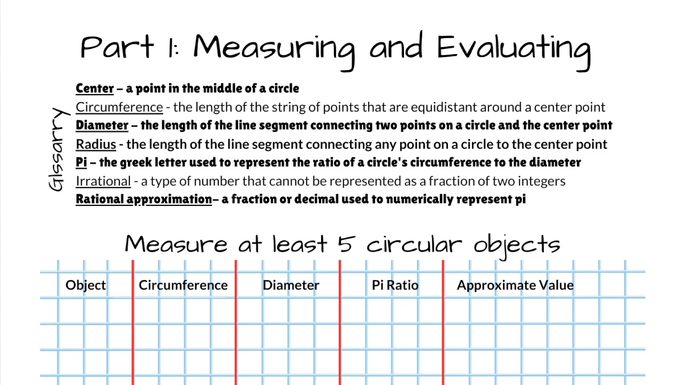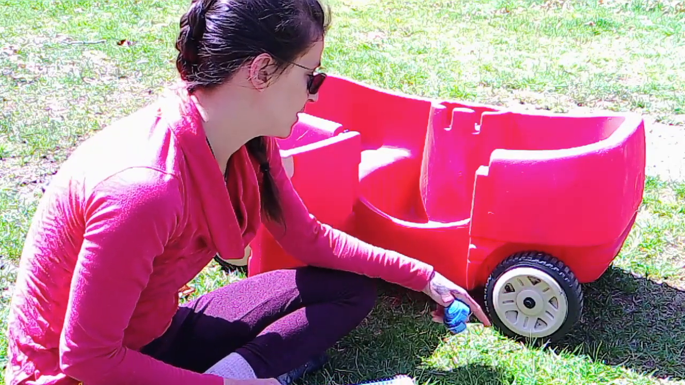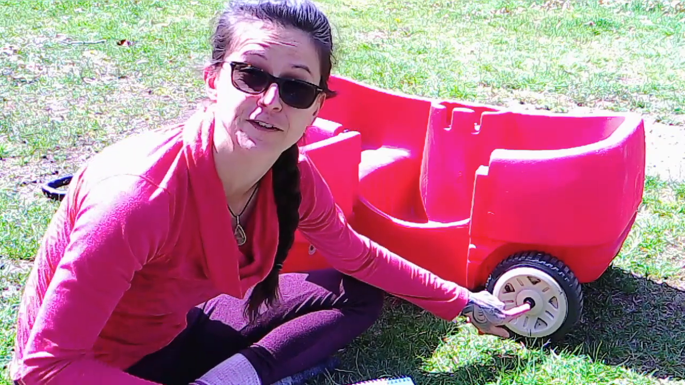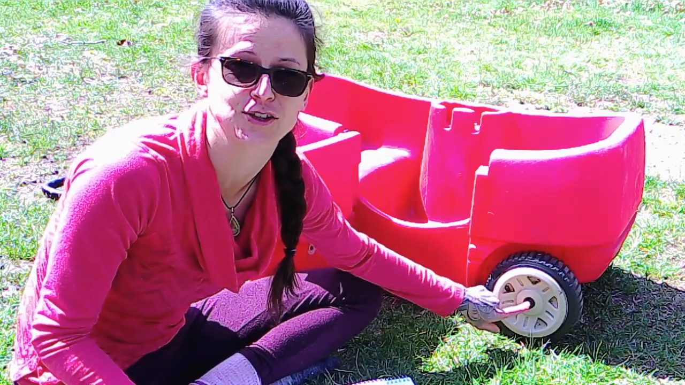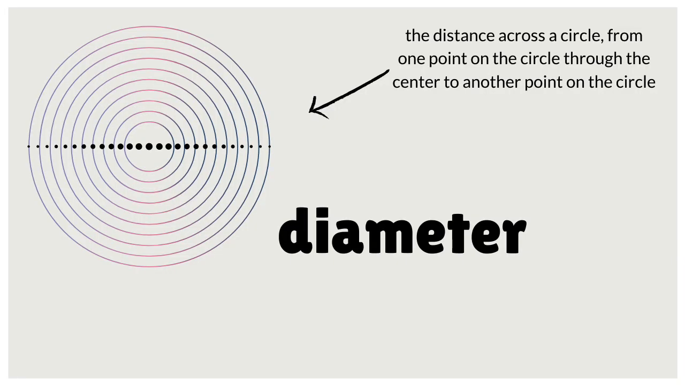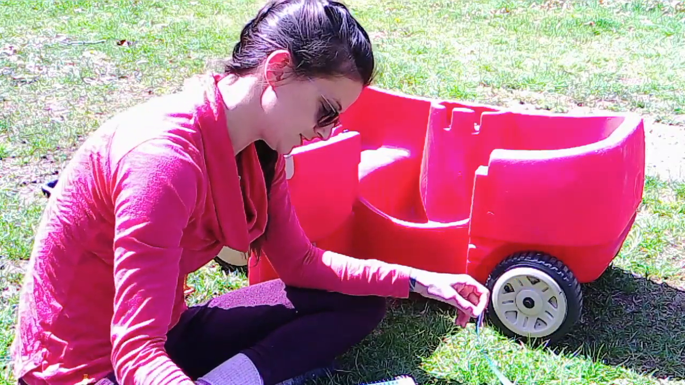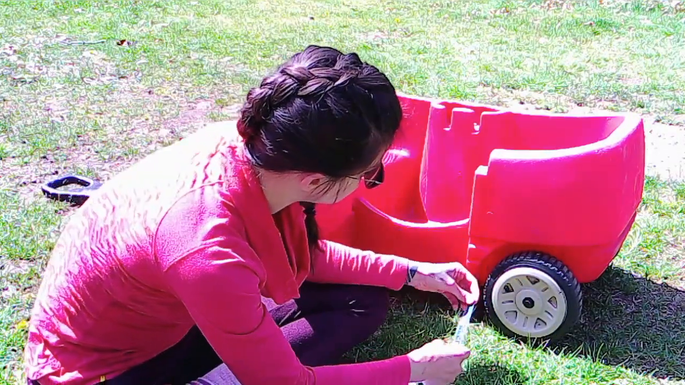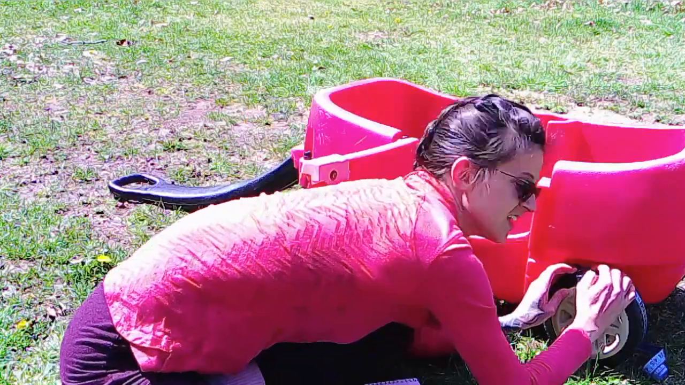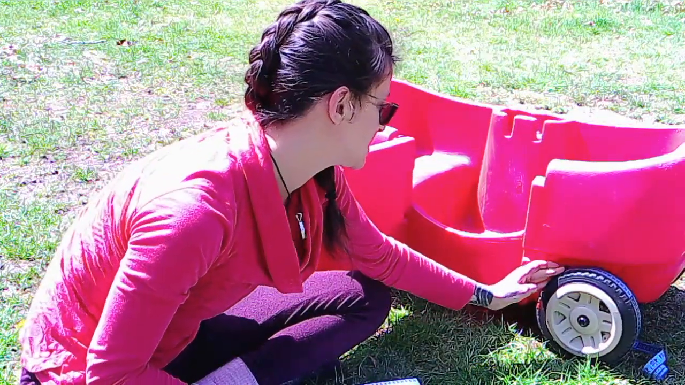Join me in my backyard as I measure circular objects to see if I can find the ratio of pi. I'm choosing this wagon wheel because I can identify exactly where the center of the circle is, because the diameter of a circle has got to go through the center. So the diameter seems to be 20 centimeters and the circumference looks like 63.6.